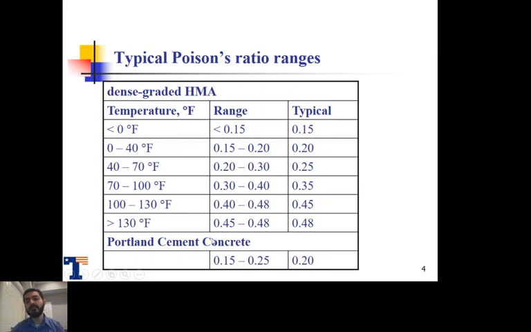When it comes to the Portland cement concrete, the range is pretty consistent. It's somewhere between 0.15 and 0.25. Typically, we consider it as 0.2, and it actually doesn't change with changing temperature.